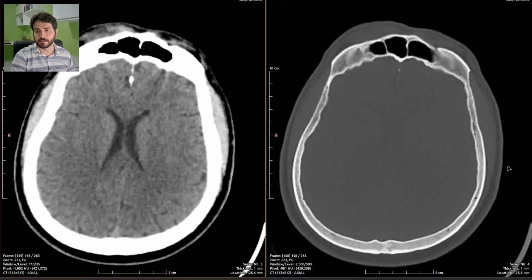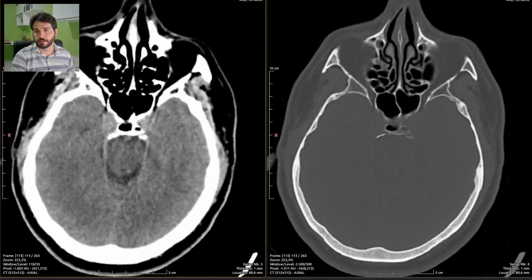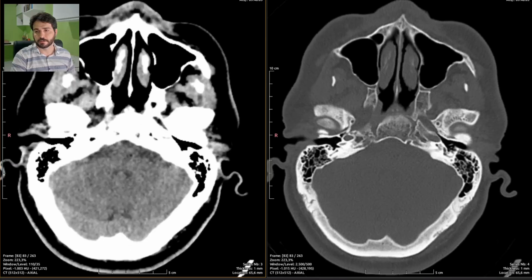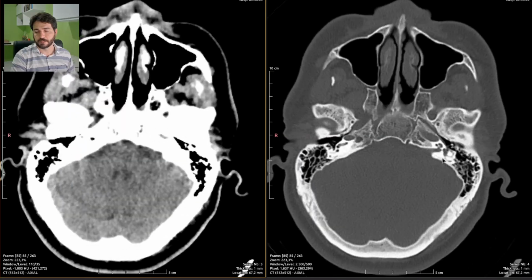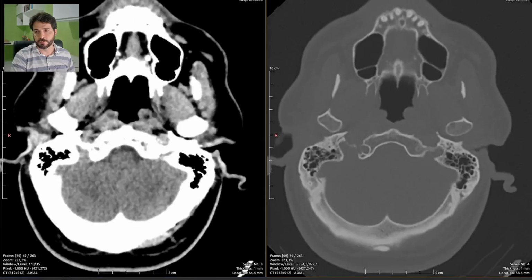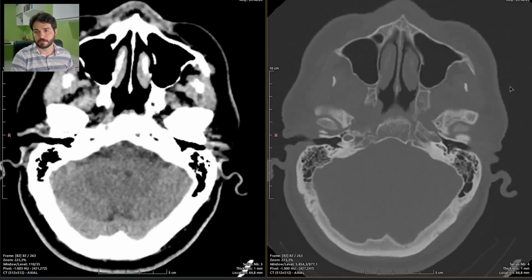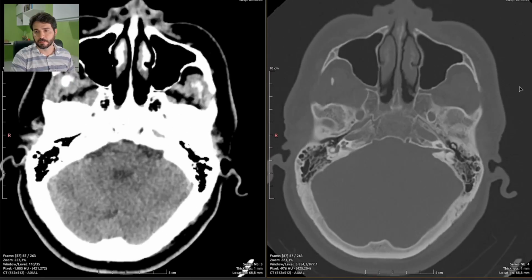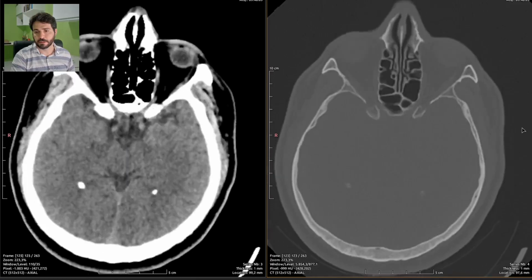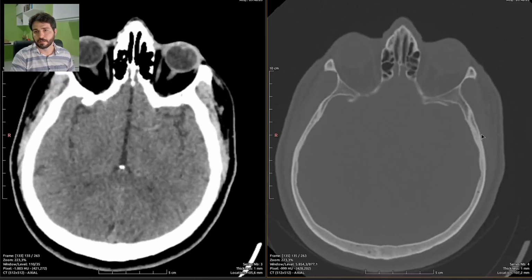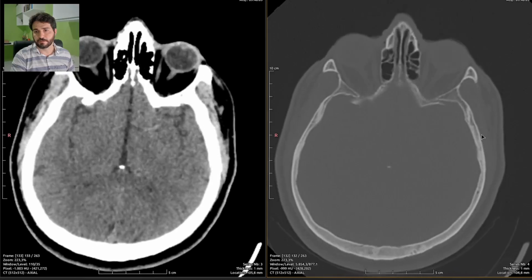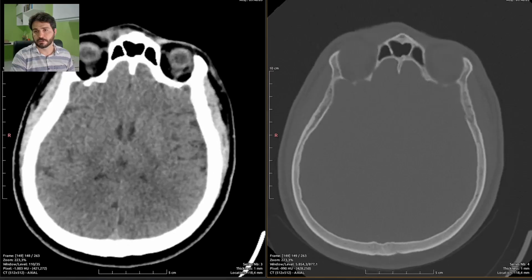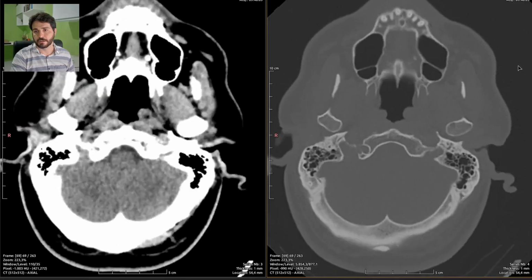And let's look for fractures. Facial, zygomatic arcs, mastoid, temporal bone fractures, no. Temporomandibular joints are fine. The skull base is okay. Orbits are fine. Orbits and the nose bones are preserved.